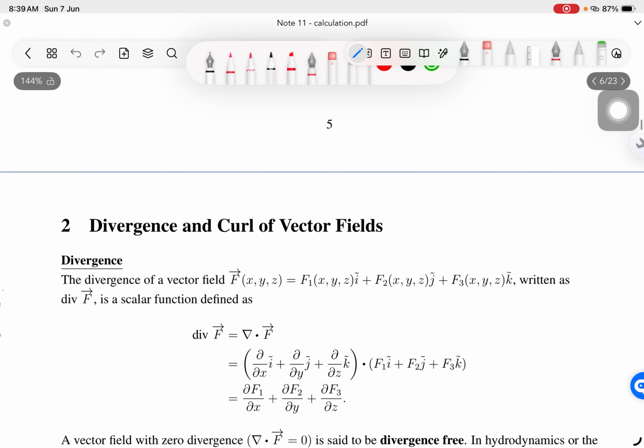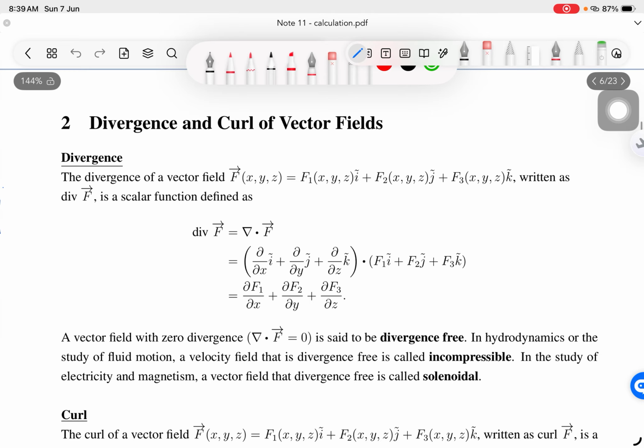Okay, alright, so next we are going into divergence and curl of vector fields. When we are talking about divergence, divergence is the dot product. If they ask you to find the divergence of f, that means del dot f. So this is del, and then you need to dot with f here. So you obtain this one as your divergence. If your divergence is equal to 0, we call it divergence free.